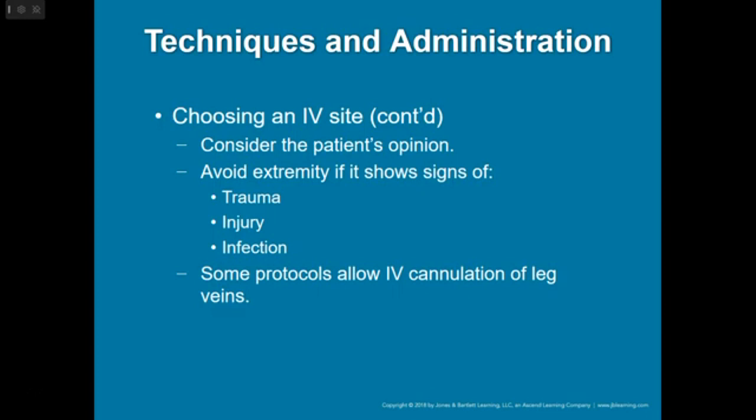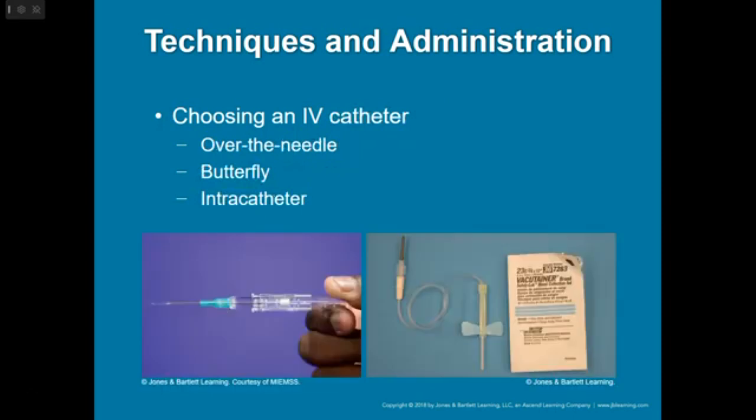So, avoid the extremity if it shows signs of trauma, injury, infection. Of course, don't start it through an open wound. And some protocols allow IV cannulation of the leg veins. You've got to get one, so go for it. There is a chance if you're starting an IV in the leg that it can raise the chance of a pulmonary embolism, or a little thrombus breaking off in the leg, just because they're more likely to have a little thrombus in those leg veins. But if you need an IV, you need one.